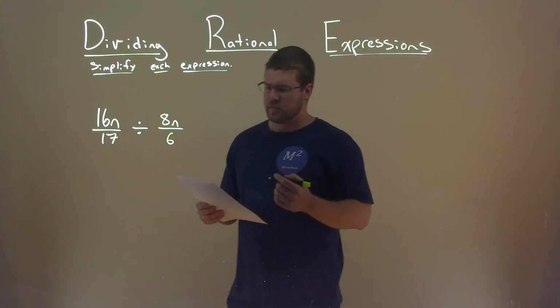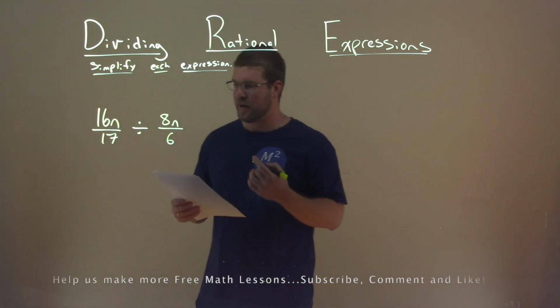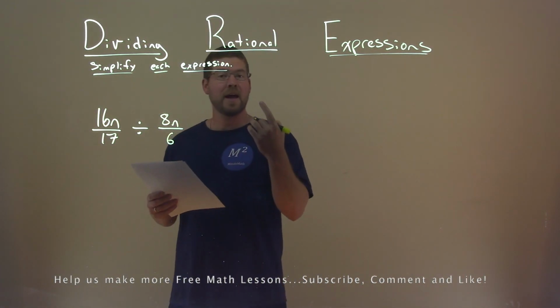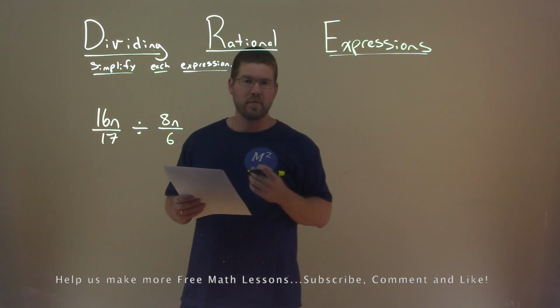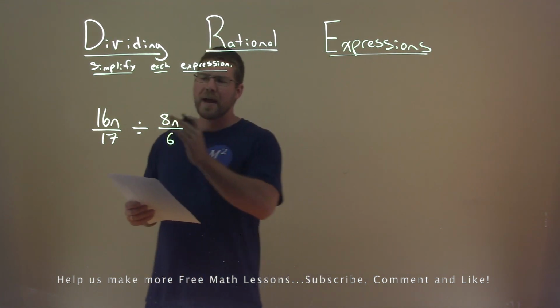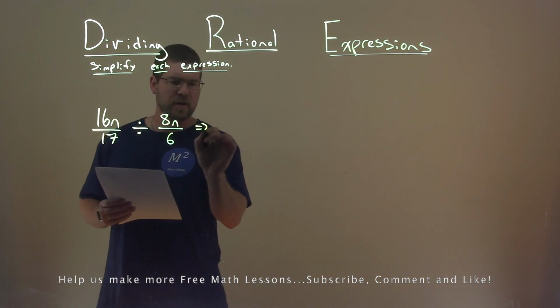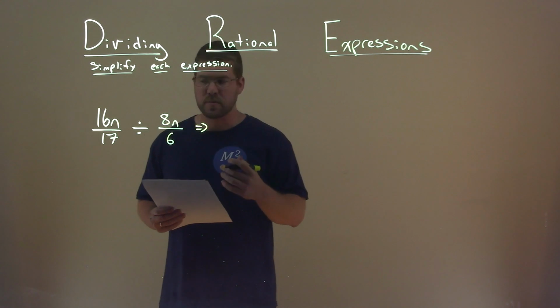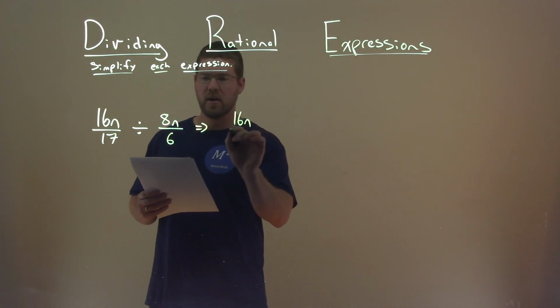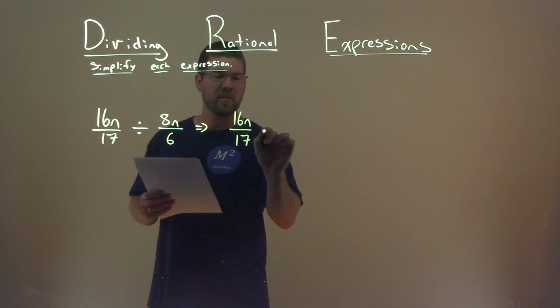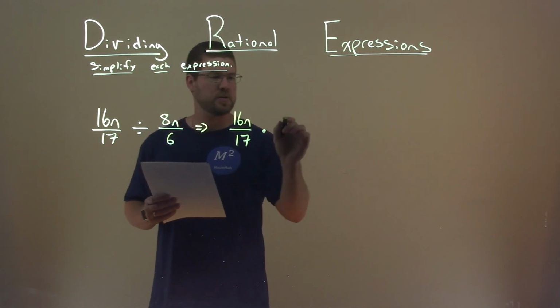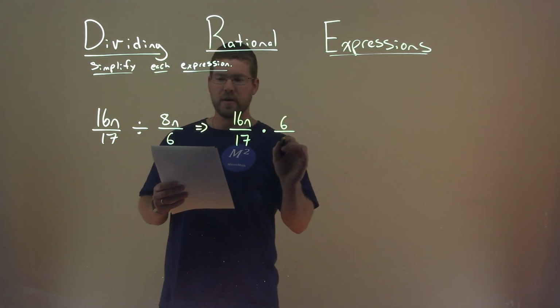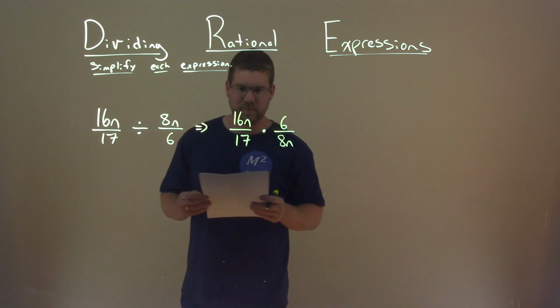We're given this expression right here, 16n over 17 divided by 8n over 6, and we need to simplify this expression. Well, when I have division with fractions here, I like to rewrite this as a multiplication problem. 16n over 17, and we multiply now, we just flip the second fraction. 6 over 8n now, okay?